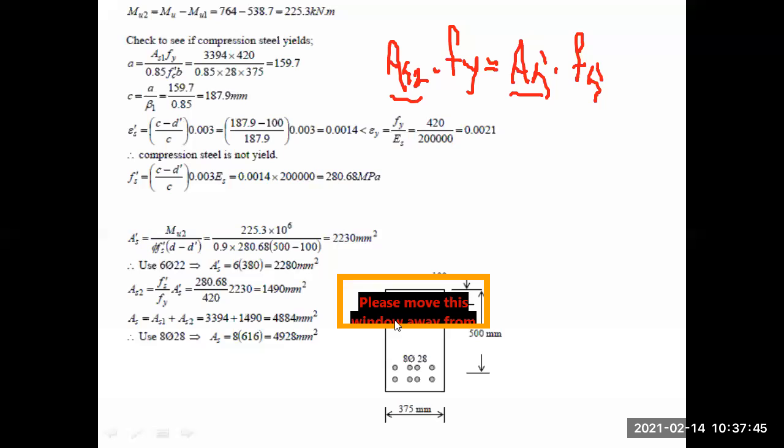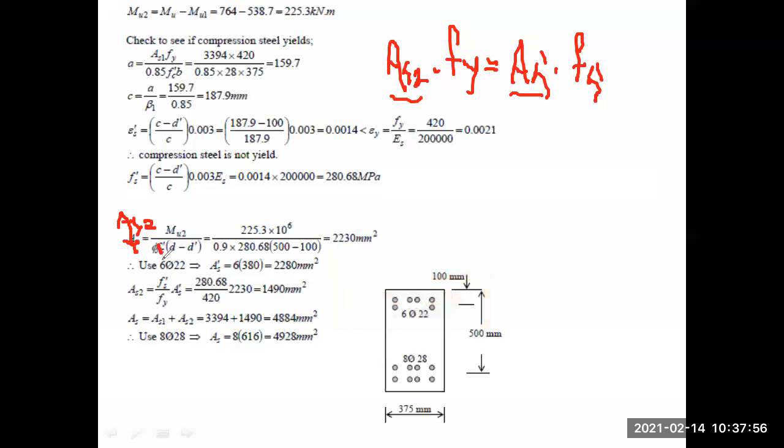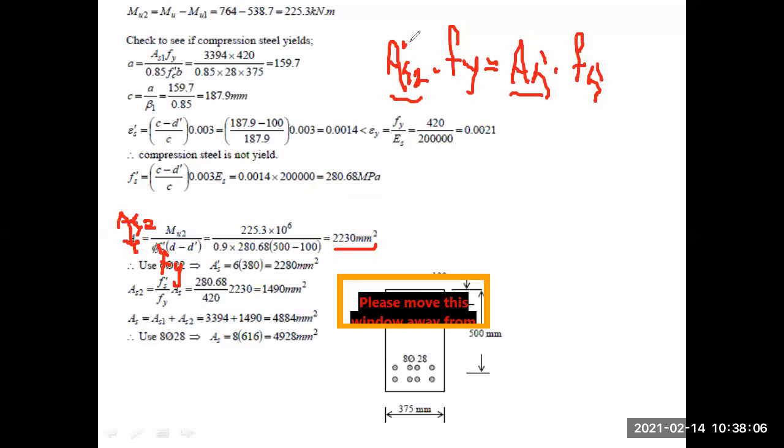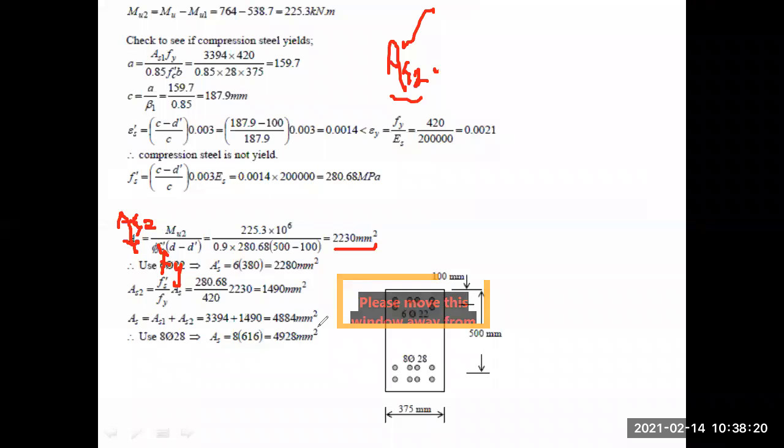You have Fs prime, you have Fy, then you're going to get AS2. Once you solve for AS2, make it Fy. So once you make use of AS2 and Fy, then you will get AS2. Once you've got AS2, plug in AS2, Fy. What you need to calculate from this equation is AS prime, okay?